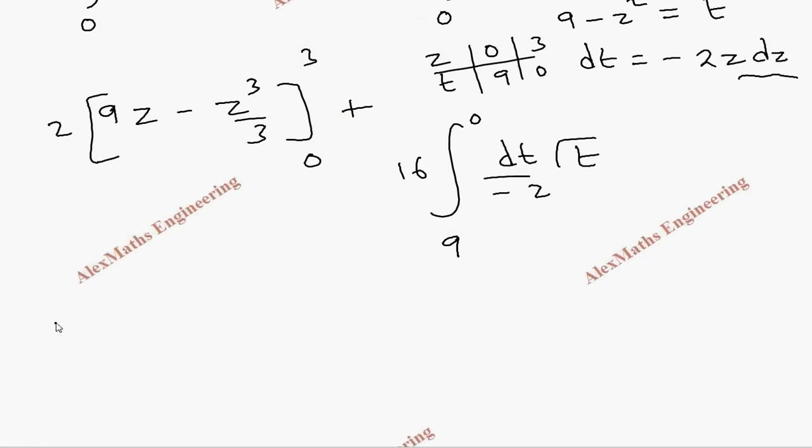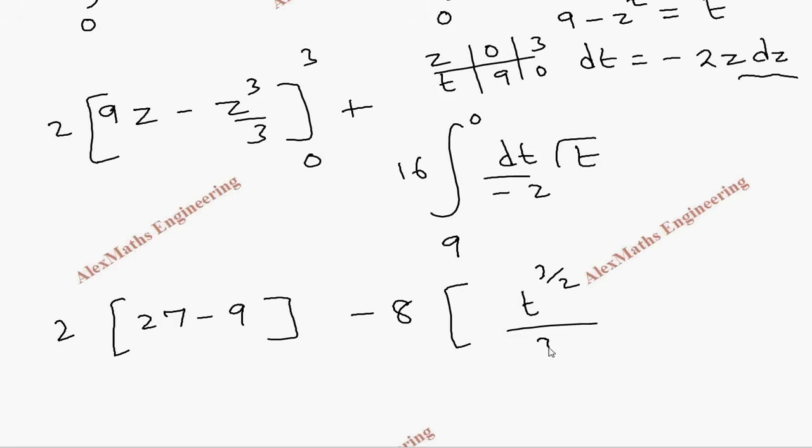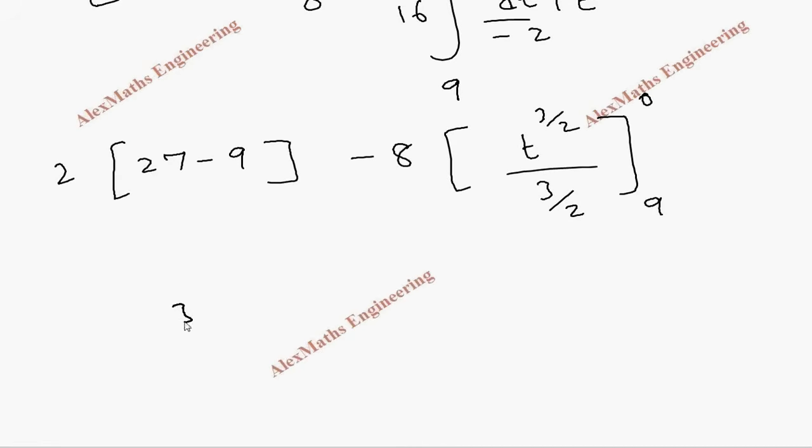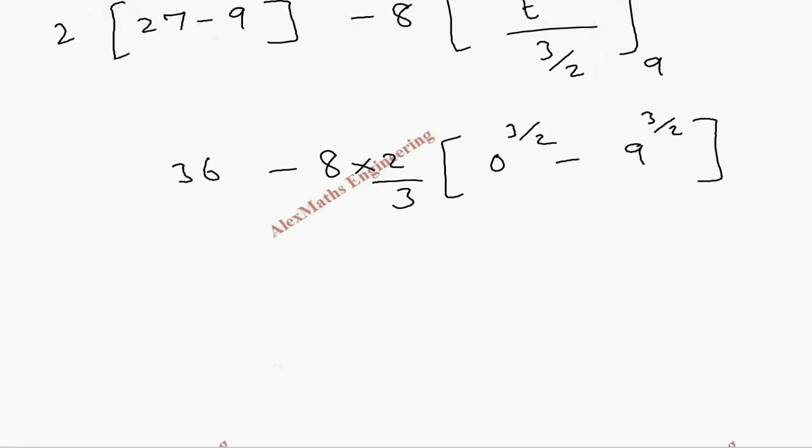Now finally, when we substitute the limit for the first part, this is 27 minus 27 by 3 is 9. Lower limit everything is 0. And here it is minus 16 by 2 is minus 8. And we have t power half, which is t power 3 by 2 by 3 by 2. And limit is from 9 to 0. This is 18. So 36 minus 8 into 2 by 3, and 0 power 3 by 2 minus 9 power 3 by 2 after applying the upper limit minus lower limit.